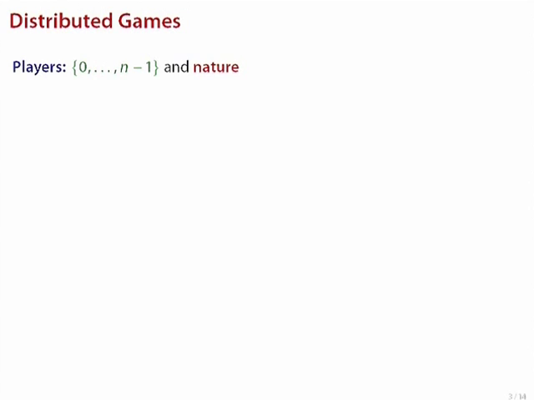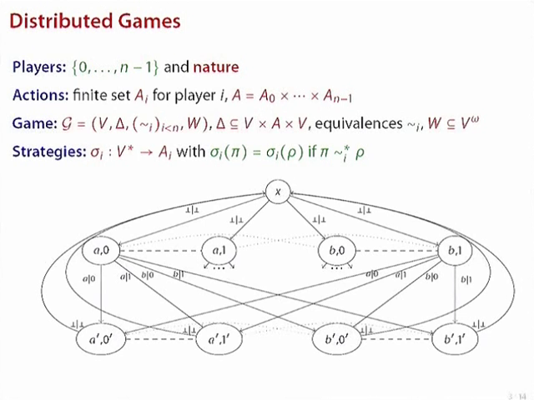We have N players and nature, and then each of the players has a set of actions, a finite set, and the common action of all players, we denote the set A. It's just an action profile where everyone makes an action. So now the game, we describe it as a graph where the nature resolves the non-determinism. So there is a move relation, and the information of the player is given by equivalence relations for each and every player.